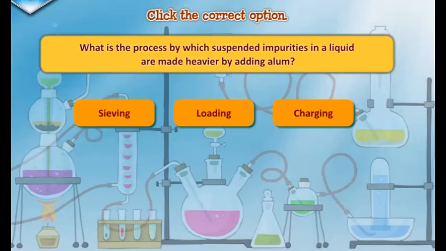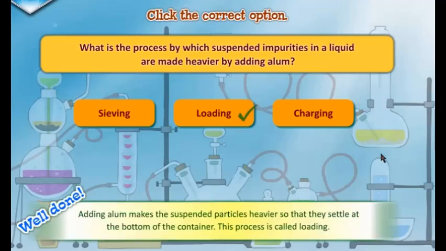What is the process by which suspended impurities in a liquid are made heavier by adding alum? Well done. Adding alum makes the suspended particles heavier so that they settle at the bottom of the container. This process is called loading.